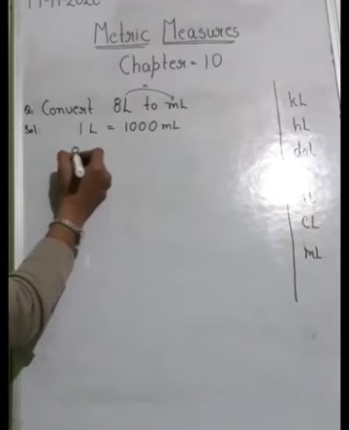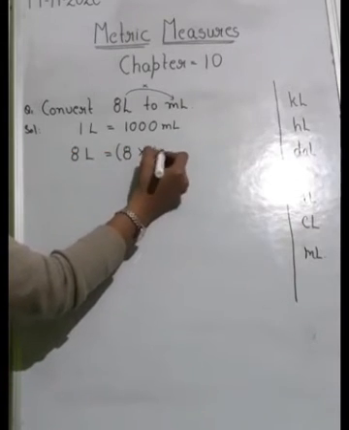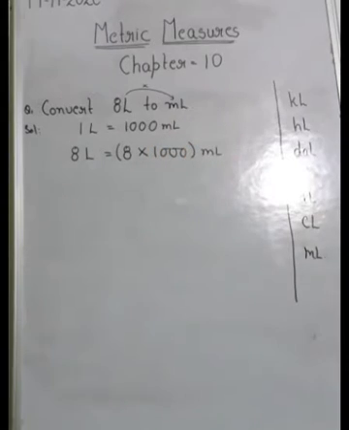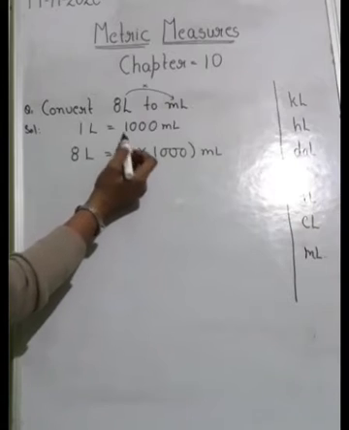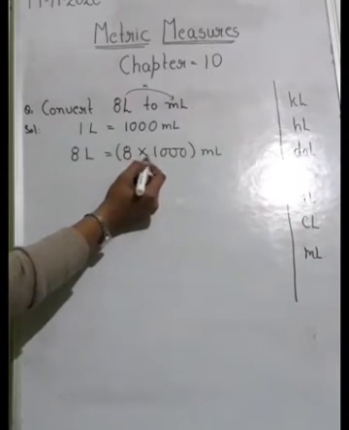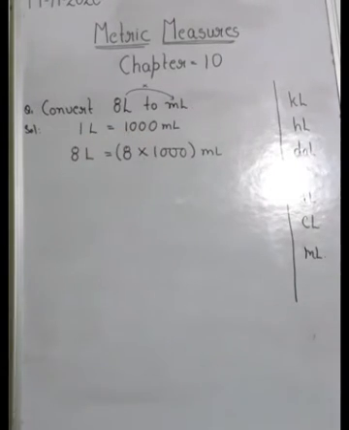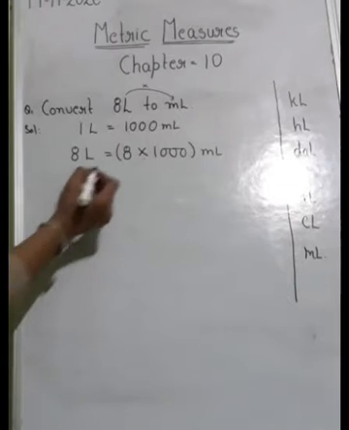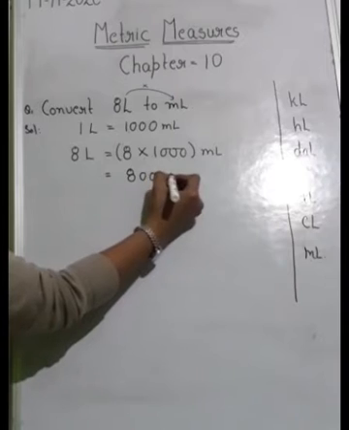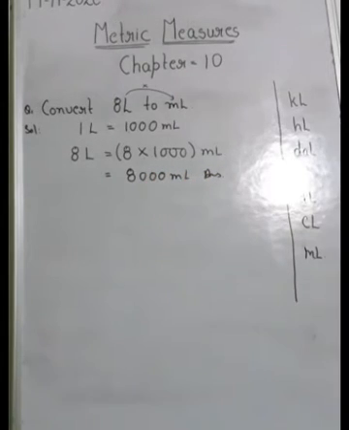Now you will write 8 liter is equal to 8 into 1000 milliliter. Is this clear to you? I told you whenever you have to convert a bigger unit into a smaller one, you have to do multiplication. And why are we multiplying with 1000? Because 1 liter is equal to 1000 milliliter. Now multiply this, you will get 8000 milliliter, and this will be your answer. Clear?